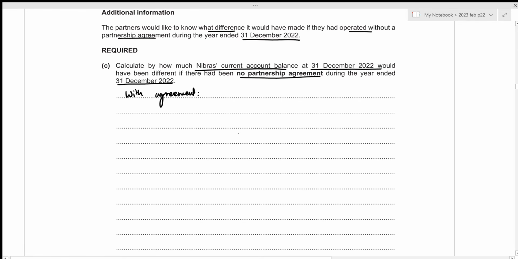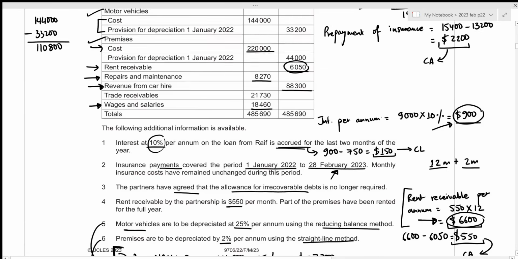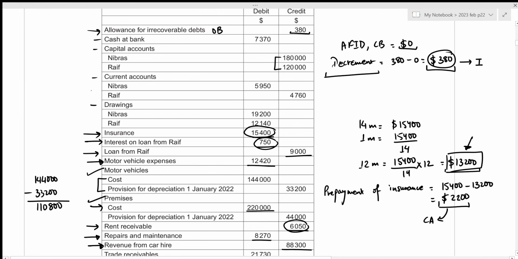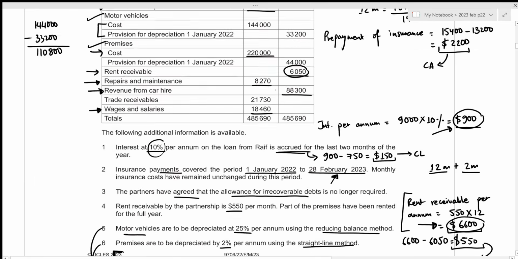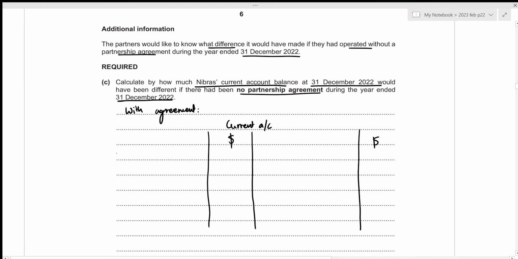And we can only prepare Nibras's current account balance. So that's the current account for Nibras. Let's have a look at our opening balance. We have the current accounts right here. And for Nibras, it's 5,950, but on the debit side, which just means that our opening balance will also have the same amount, but on the debit side. Let's write it down. So that's our opening balance on the debit side with the amount of 5,950.